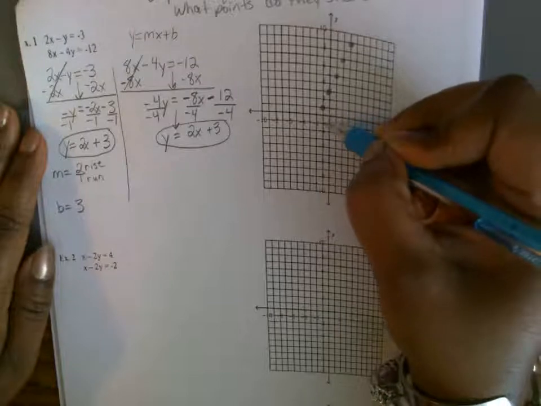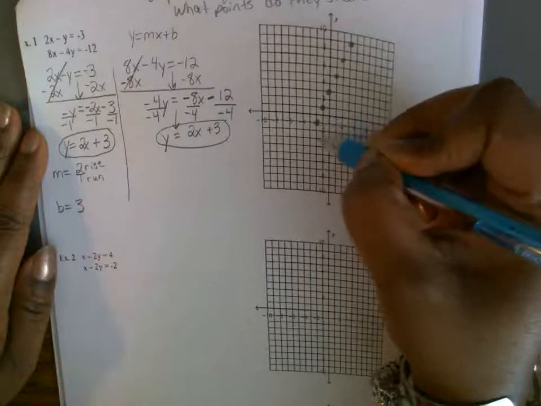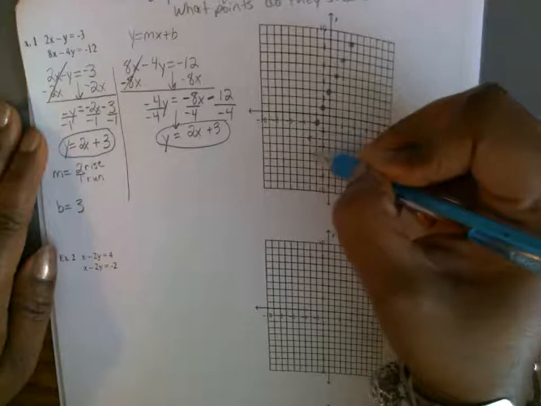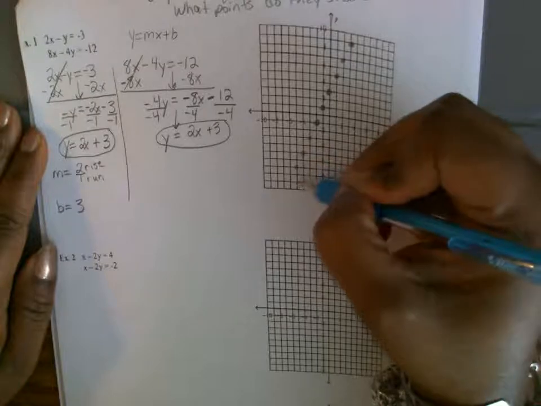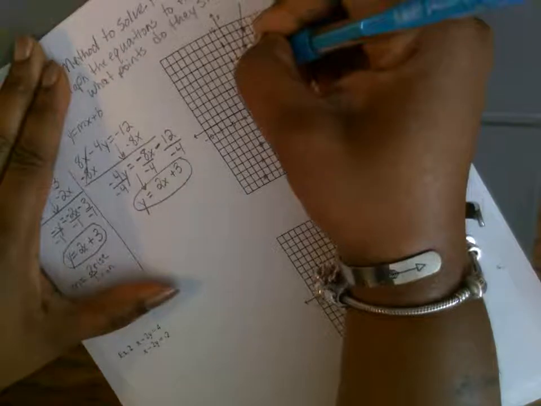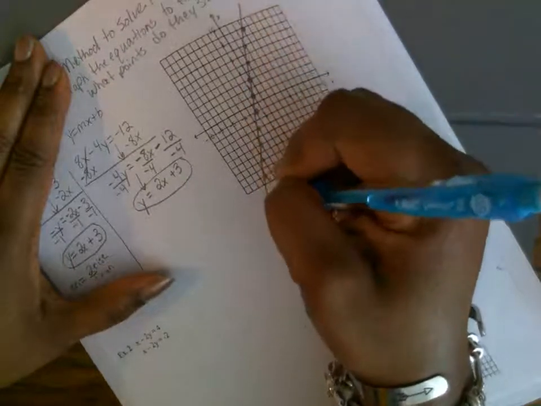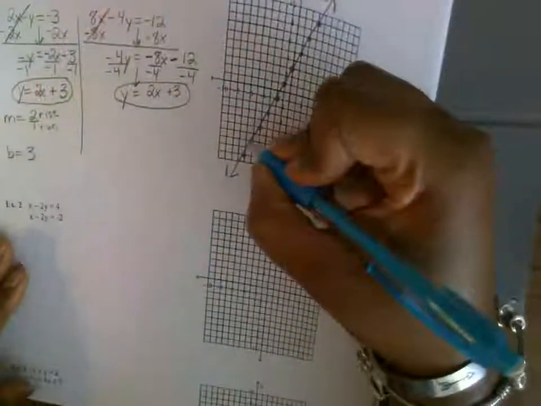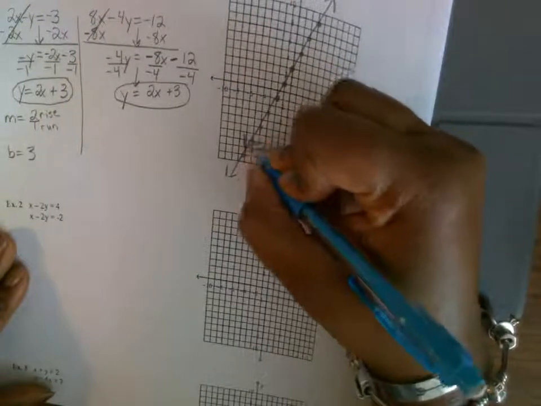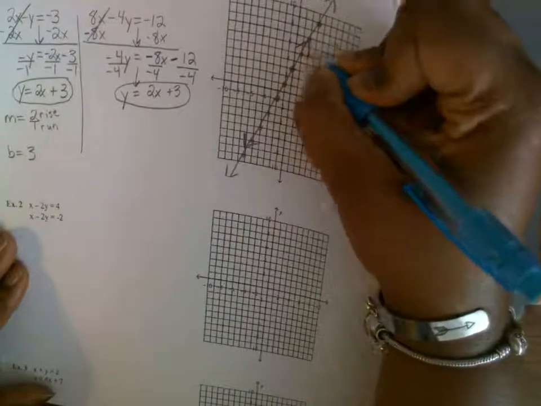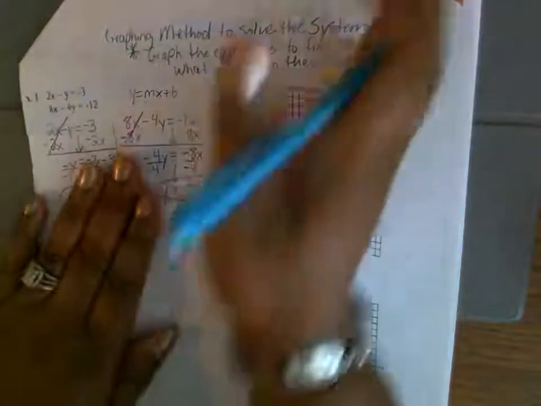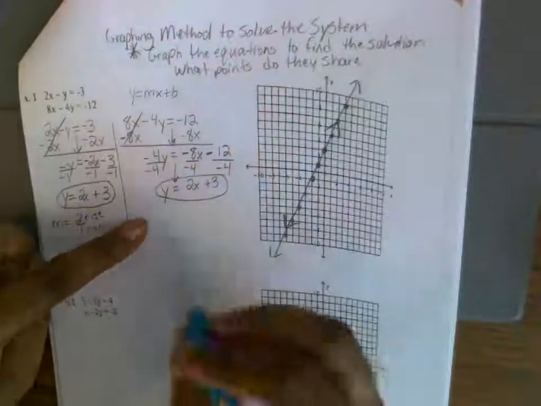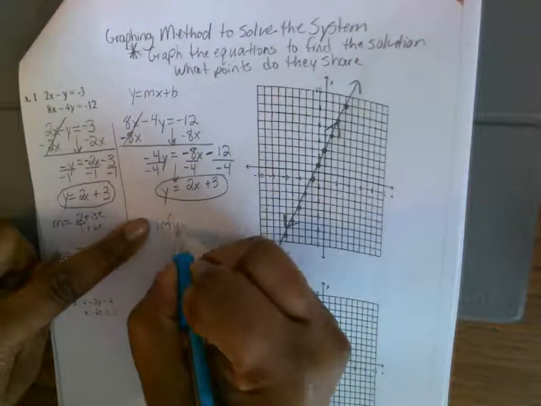Down 1, 2, left 1. Down 1, 2, left 1. And just continue that pattern. And now you have a straight line. Remember that both of them are the exact same. So do a double line, do double arrows. Okay. So the solution here, they share all of the same points. So your solution is going to be infinitely many solutions.